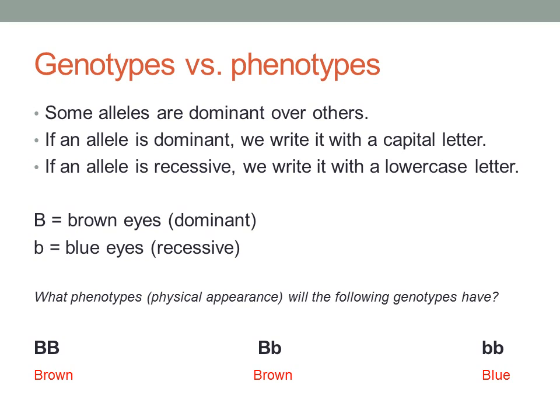So genotypes versus phenotypes, let's go a little bit more into it. Some alleles are dominant over others. So some versions of a gene are dominant over the others. If it's dominant, we write it with a capital letter. If it's recessive, which means weaker, we write it with a lowercase letter. So again, brown eyes are dominant, big B, and blue eyes are recessive, little b.